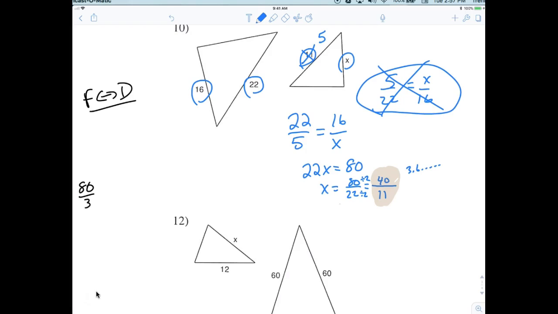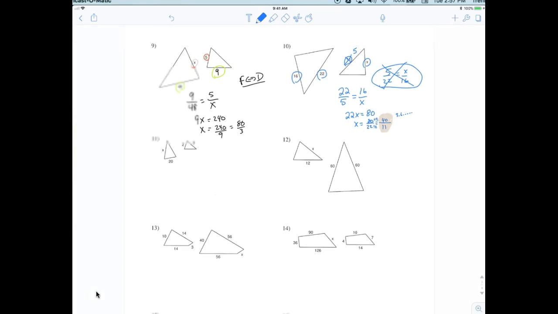What? What's 80 divided by 2? What's 22 divided by 2? Easy enough. Just reduce the fraction. All right, here we go.